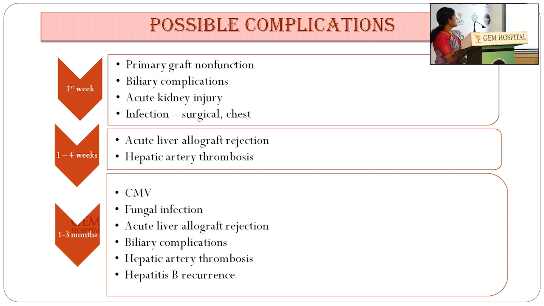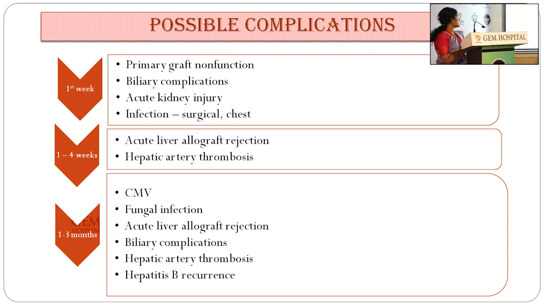So during the first week there can be chances for primary graft non-function, biliary complications, acute kidney injury, infection that can be surgical or chest infections, and during the first to 4th week of surgery acute liver allograft rejection can happen, hepatic artery thrombosis.